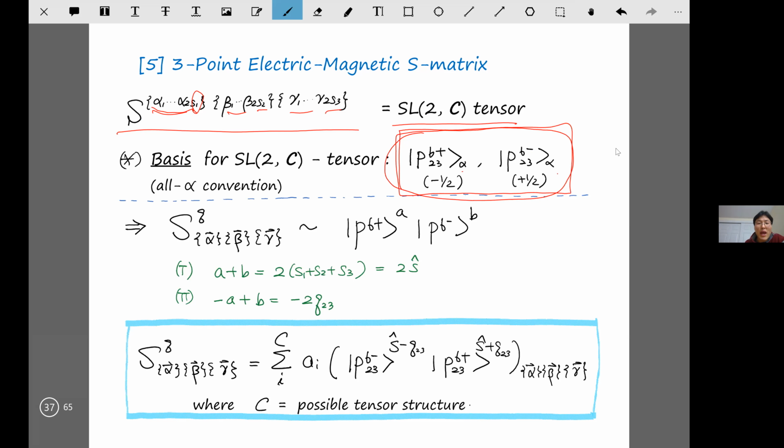Then the general S matrix of this 3-point will be some power of the positive variable and some power of the negative variable. There are 2 conditions for this to satisfy. First, the total number of indices should be the same as the total number of indices I want. So that's the first condition. A plus B should be equal to the sum of all these, which I call 2S set.